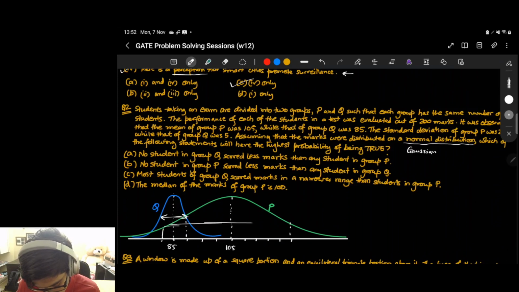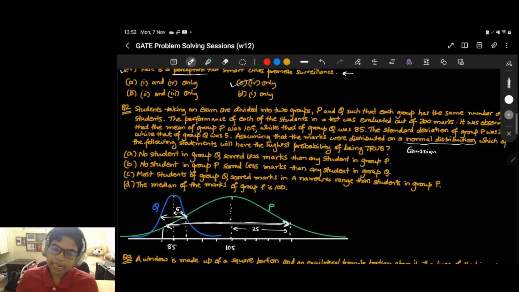So this is the mean, and this is 2 times the standard deviation. So the width is 2 times the standard deviation, and just from the mean, that is just the standard deviation. So this is 25, and this part right here is 5. So these are the mean and standard deviations for group P and group Q, and you can clearly see that option C is the correct option, which says that most students of group Q scored marks in a narrower range than students in group P.